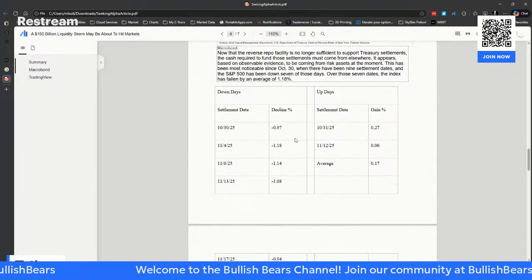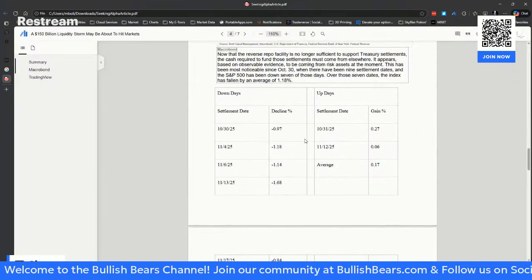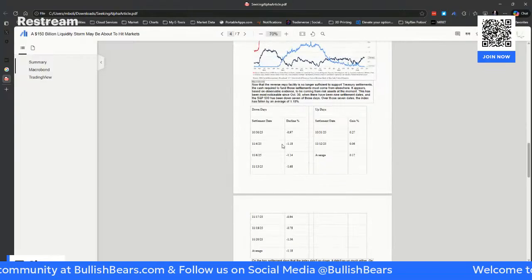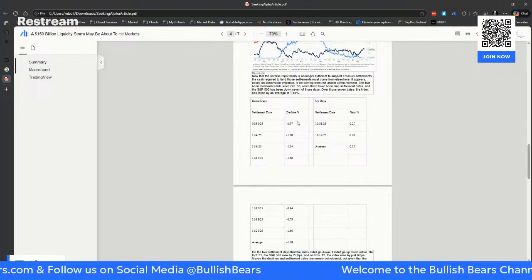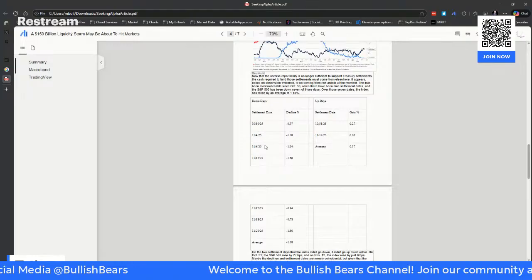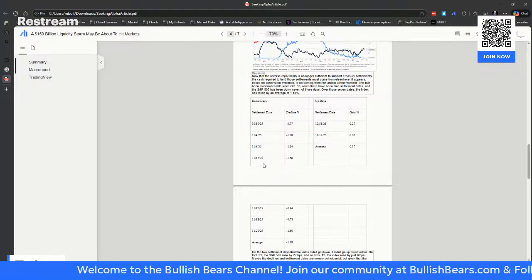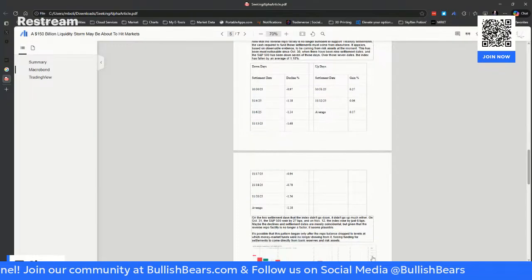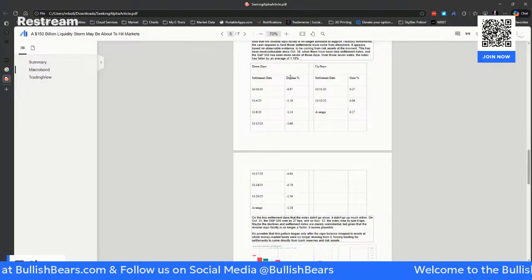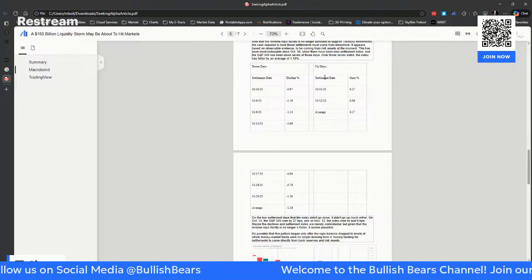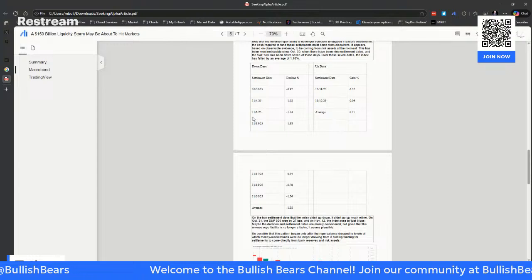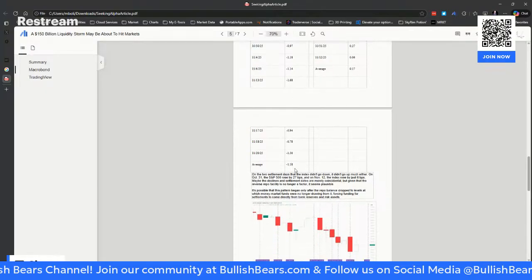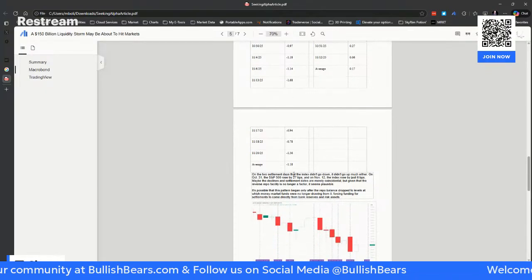Here's the fun part, the important part, right? If you're falling asleep from all the nerd out stuff. These last 7 days where we've had the reverse repos and the issues with the treasury settlements. The 30th, 4th, 6th, 13th, and then these to come. All declines. There were no up days on the 13th, 17th, 18th, 20th. So on average, we've been running 1.18 to the negative.